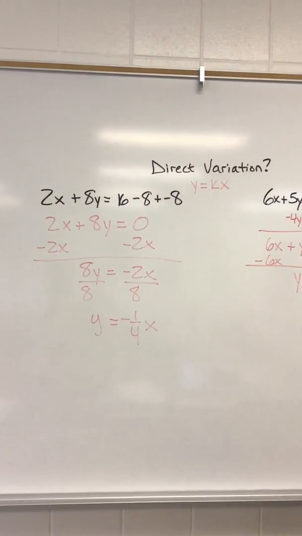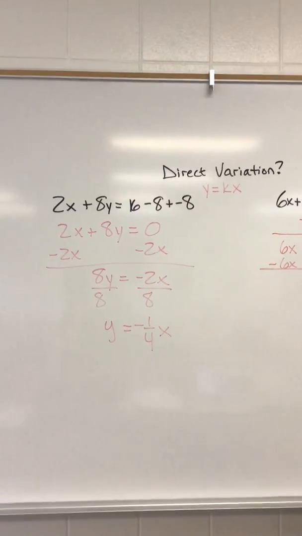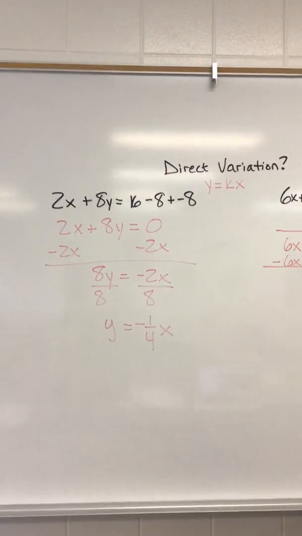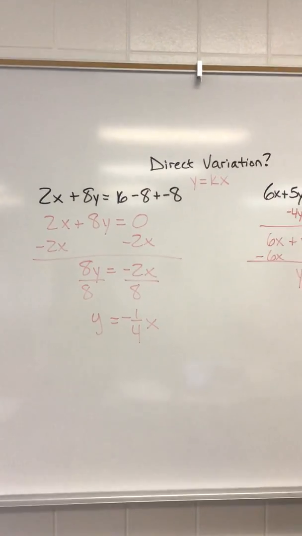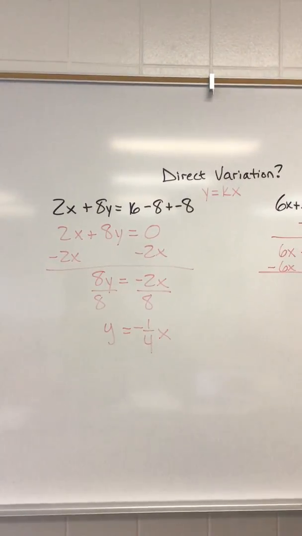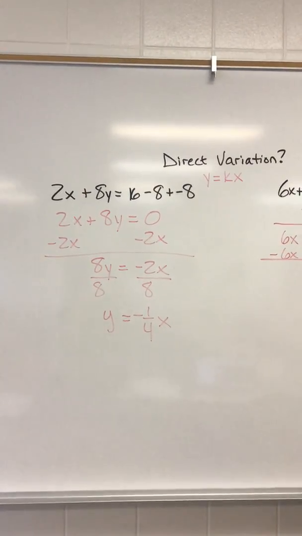I know if I'm looking for a direct variation, it has to be in the form y equals kx. So I subtract 2x from both sides, and I get 8y equals negative 2x. Now I'm solving for y, so I divide both sides by 8. And y equals negative 1/4 x.